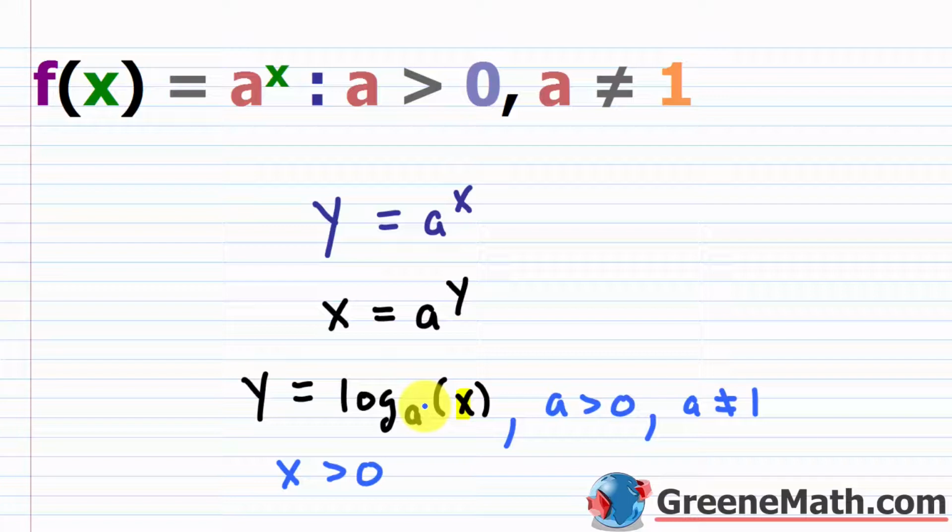And the reason for this is simple. If you take some number a, and again, we're working with something greater than 0 not equal to 1, and you raise it to some number y, and y can be any real number. It can be from negative infinity to positive infinity, so negative, 0, positive, whatever you want. Well, what happens is the result of this can never be 0, and it can never be negative.